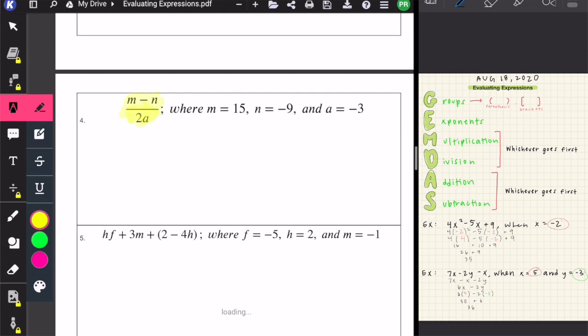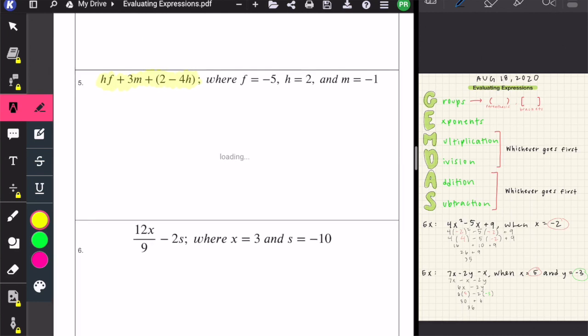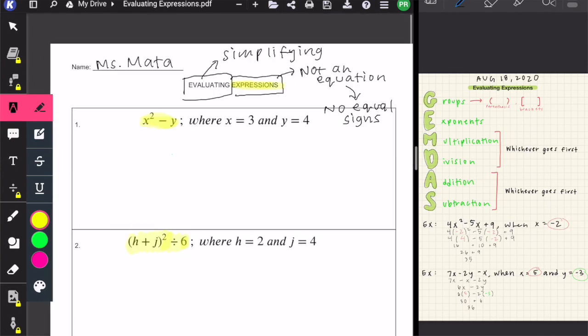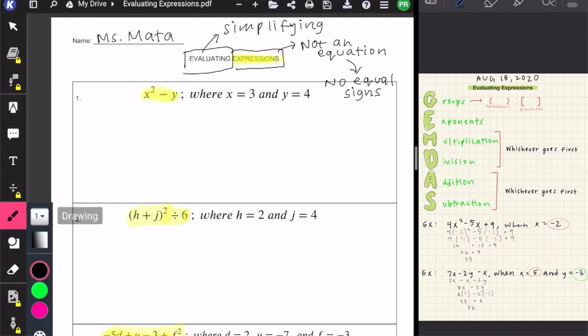That's our expression. h times f plus 3m plus quantity 2 minus 4h. Okay, that's an expression. How about here? 12x all over 9 minus 2s. No equal sign, so that means that's an expression. Okay, so let's dive into question number 1.